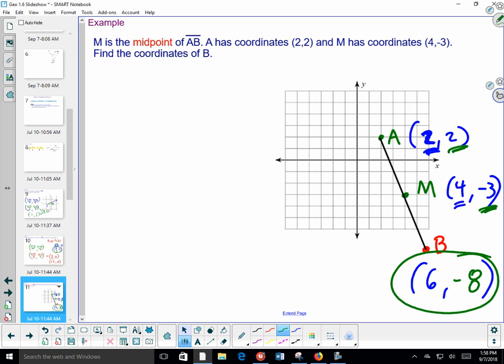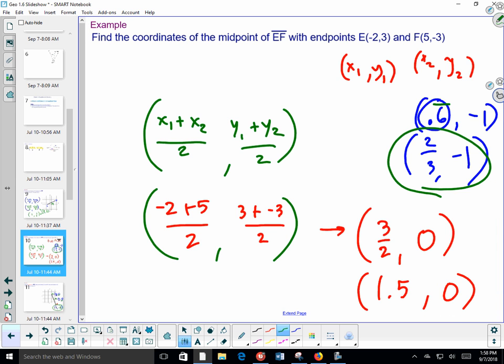So this is the type of problem where you're given one endpoint and you're given the midpoint and you need to find the other endpoint. So there'll be some like this on the homework and some like this where you're just given 2 endpoints and you're trying to find the midpoint.